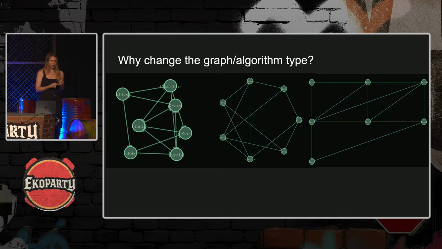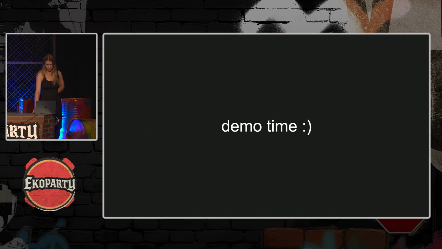Finally, grid graphs on the right are great if you have very large networks, so thousands of nodes where maybe things like spatial relationships can matter. So for example, floor plans or architectural diagrams. So now we will get into a demo of the application.